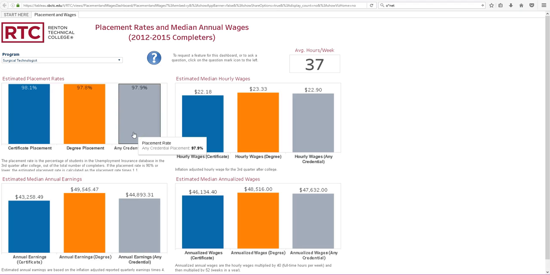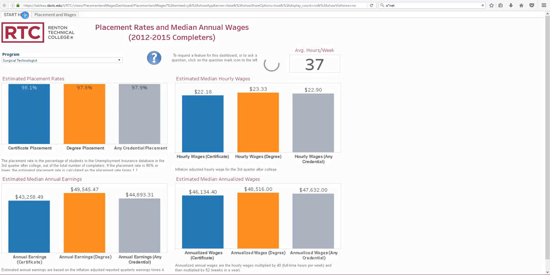The placement rates and median annual wages dashboard is updated once a year. The state board sends us a file around December, sometimes January of each year, for the prior academic year, because they pull the data 9 months after the students leave the college. So this dashboard only contains information for students who actually left RTC and left the state board system. If they transferred elsewhere or did something else, or are still enrolled, then they're not included in this database.